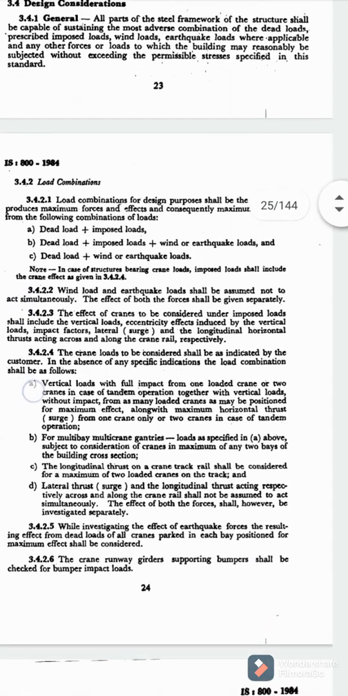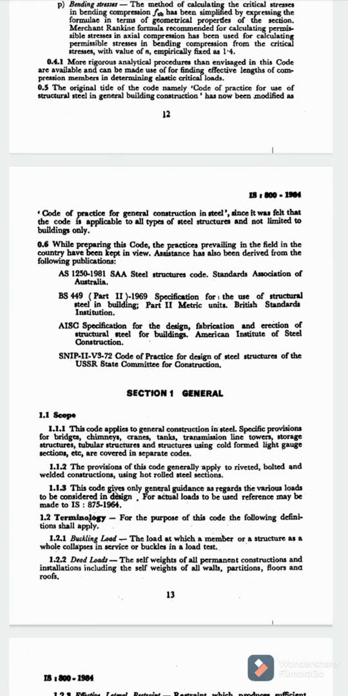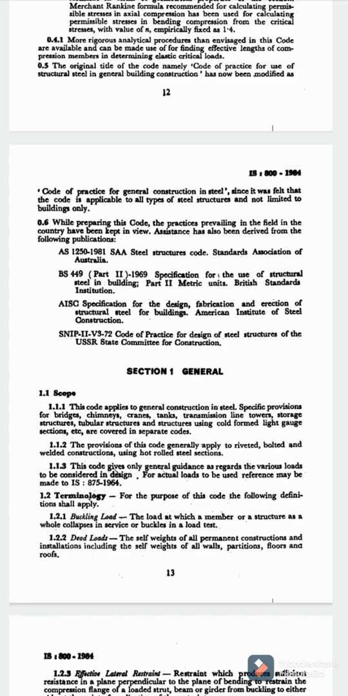Now when you talk about the IS code, generally IS code refers to specifications. Suppose we have a structural problem, by using the IS code you can clarify all these things. Perhaps you have already studied IS 456. Like IS 456, IS 800 is used. Now we are going to discuss some topics which you already know.